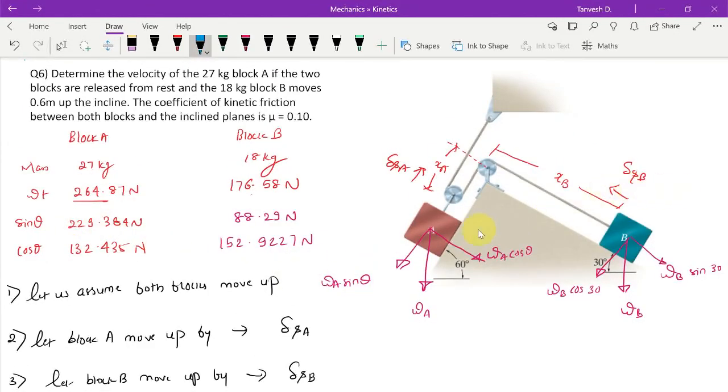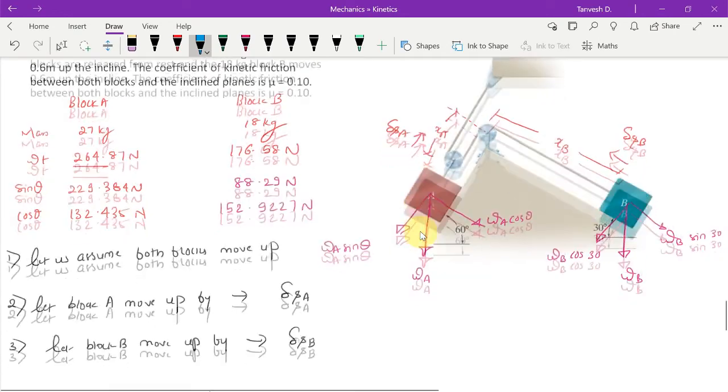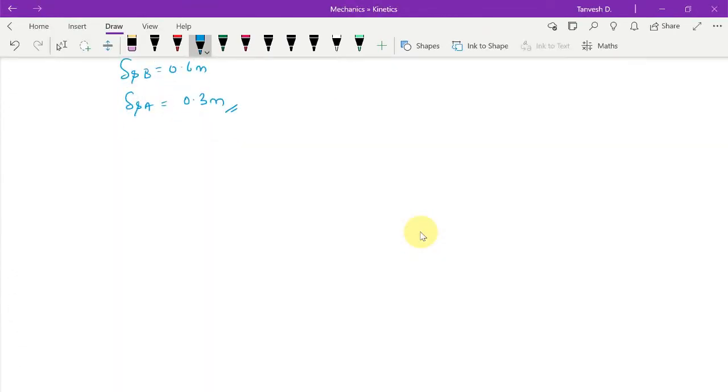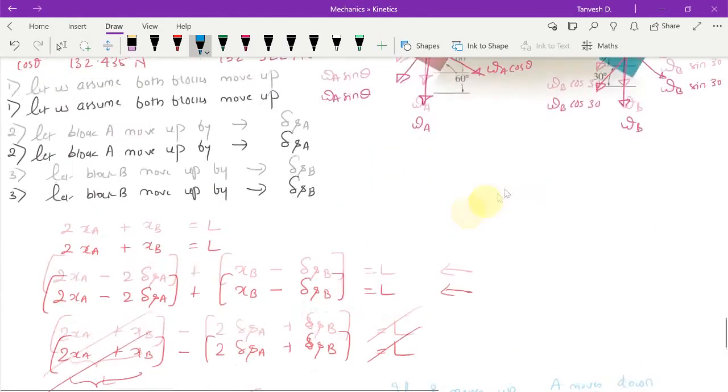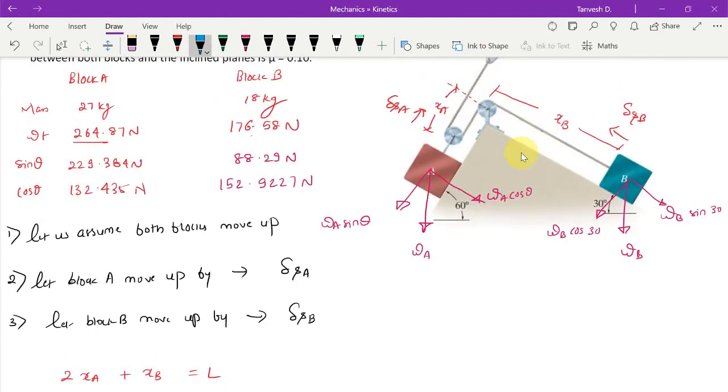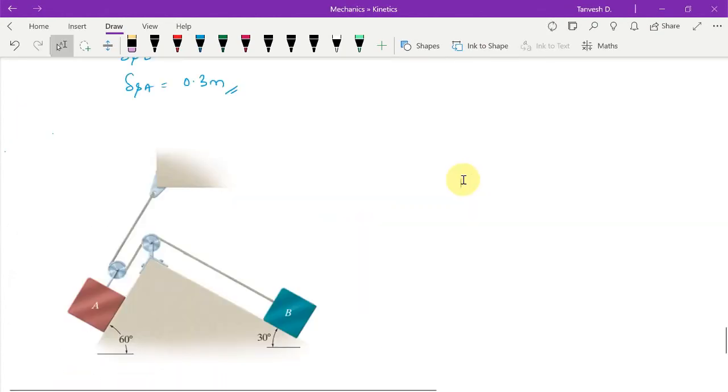But before that, we need to understand what is the work done by A and what is the work done by B. For that, we will draw the free body diagrams of A and B. So let us draw the free body diagram of A first to understand what is the work done by A.